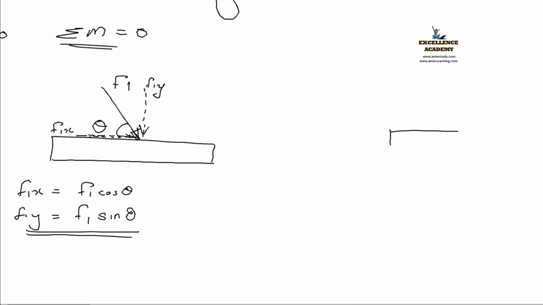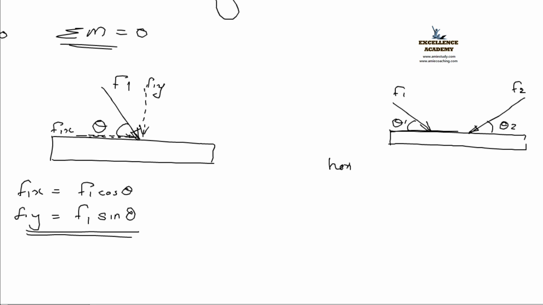Okay, fine. So now we can move through. So where did we stop? We know how to resolve the forces if the force is in an inclined direction. So next you are going to solve. Say two forces are acting on the body like this: F1 at an angle theta 1 and F2 at an angle theta 2. Can you please resolve the horizontal forces first?